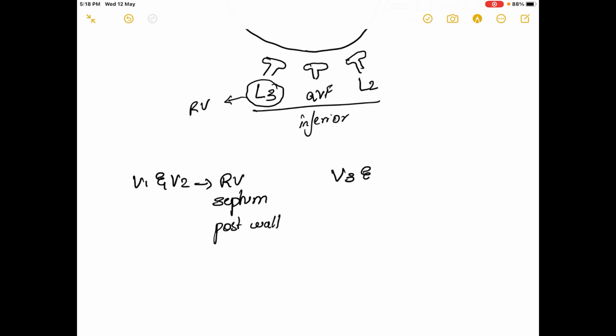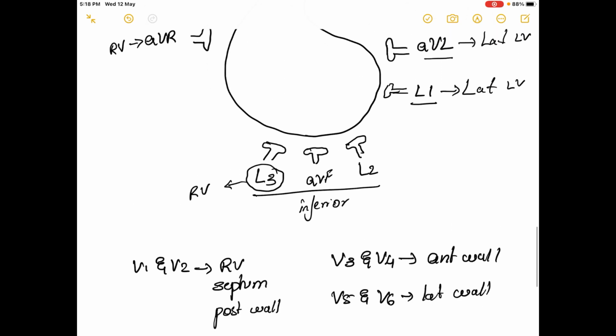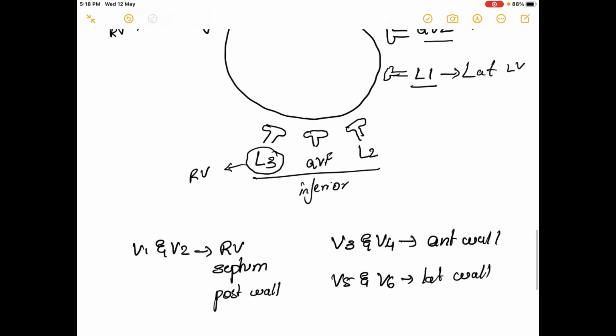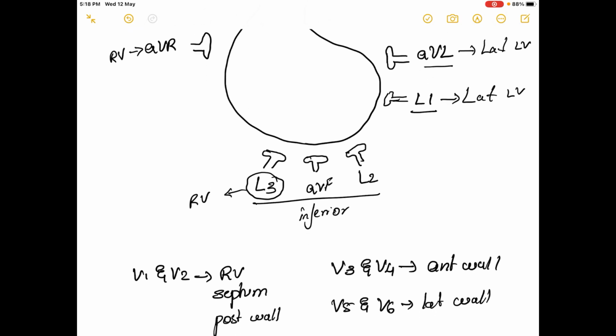V3 and V4 measure the anterior wall of the heart, and V5 and V6 measure the lateral wall of the heart. So this is how different electrodes measure different electrical activity in different parts of the heart. To locate the pathology, we will see which lead is abnormal. Based on the abnormal leads, we get to know in which area of the heart the pathology is. So this is how ECG leads are connected.